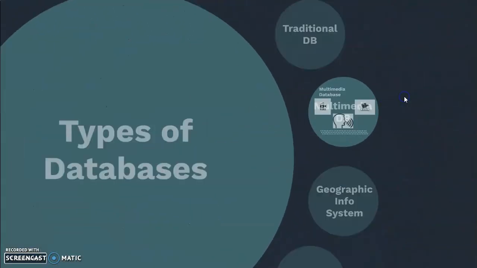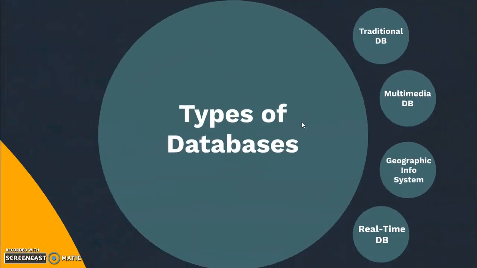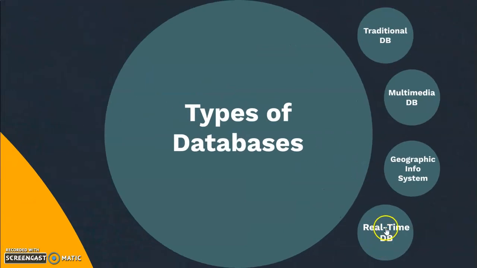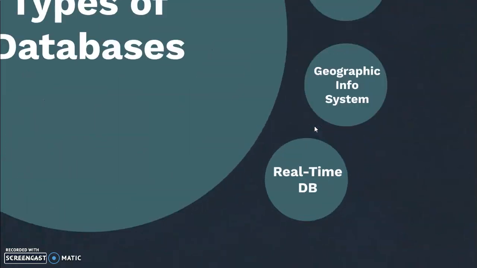Then we have multimedia system. Multimedia system consists of videos, audio or speech and movies. Then we have geographic information system. It is a collection of photos that are taken by rockets and satellites from space. These types of images are mainly taken or used by NASA. Then we have real-time database which is used in production. For example, if I consider a store or a supermarket, then this will be used for tracking of goods.